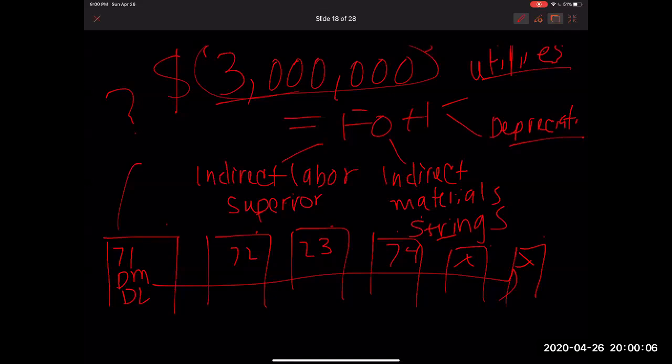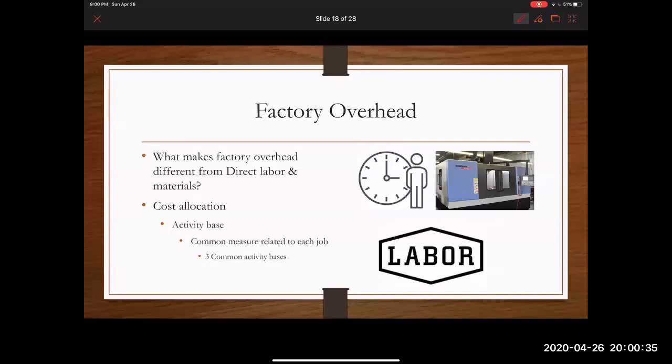Hopefully that's making sense to you. Every job is going to get its fair share of this $3 million. Everybody with me? Every job, 71 through however many jobs, will take its fair share of this $3 million of indirect labor, indirect materials, depreciation, and utilities. So how do we divvy it up? We need a common basis. We need some kind of allocation to do so. And this is where cost allocation comes in.